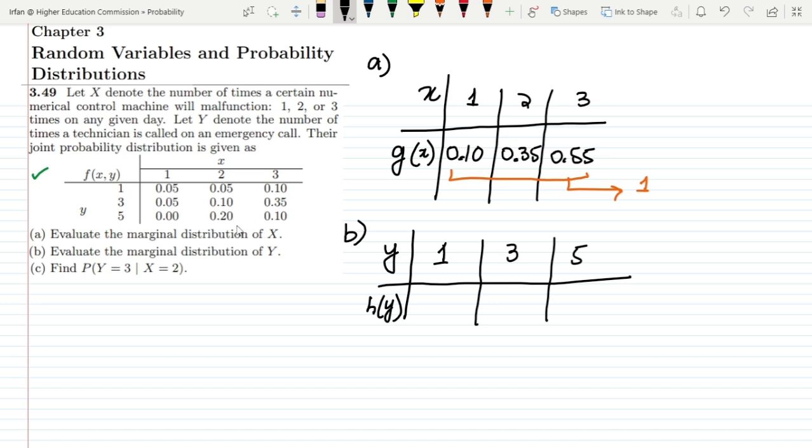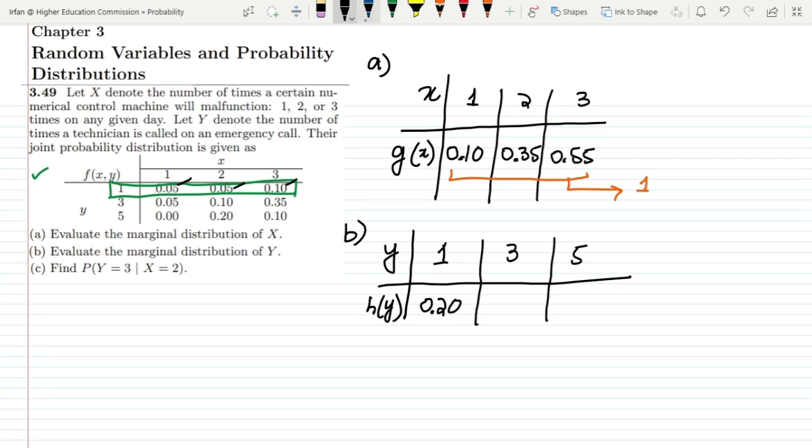Okay, so let me find them out. Here I have told you that in order to find the marginal distribution of that variable at any corresponding value, I have to add them together. So here for y equal to 1, I have to add these values, because you can see that here y is equal to 1. So adding 0.05, 0.05, 0.10, here we will get 0.20.